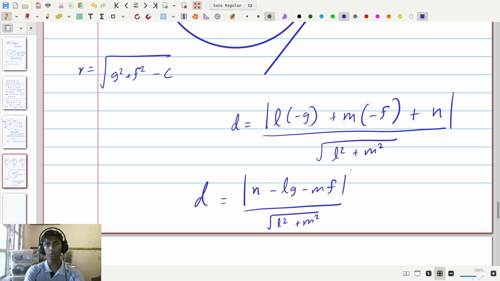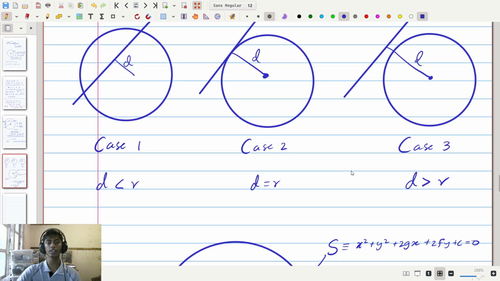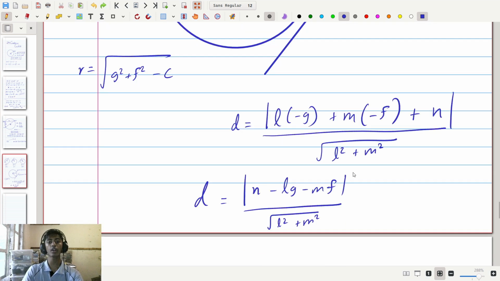So all you have to do is compute this value and see whether it is bigger, smaller or equal to the radius r. According to this, if d is less than r, we are in case 1 where the circle is intersected twice by the line. If d is equal to r, we are in case 2 where we have a tangent. And if d is greater than r, we are in case 3 where the line does not intersect the circle at all. So if ever you want to figure out whether a line is intersecting a circle twice, once or not at all, all you have to do is compute this value here and see if it's bigger, smaller or equal to the radius of the circle.